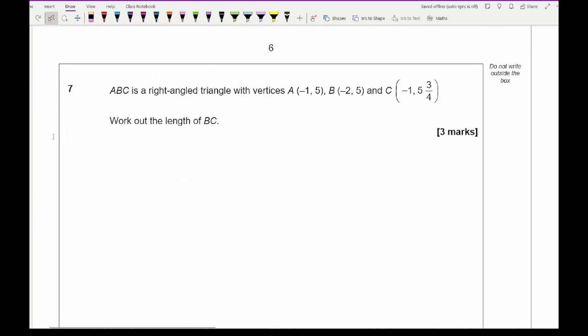Moving on to question 7, it says ABC is a right angled triangle with vertices of A minus 1, 5, B minus 2, 5, and C minus 1, 5 and 3/4. And the question is asking us to work out the length of BC.